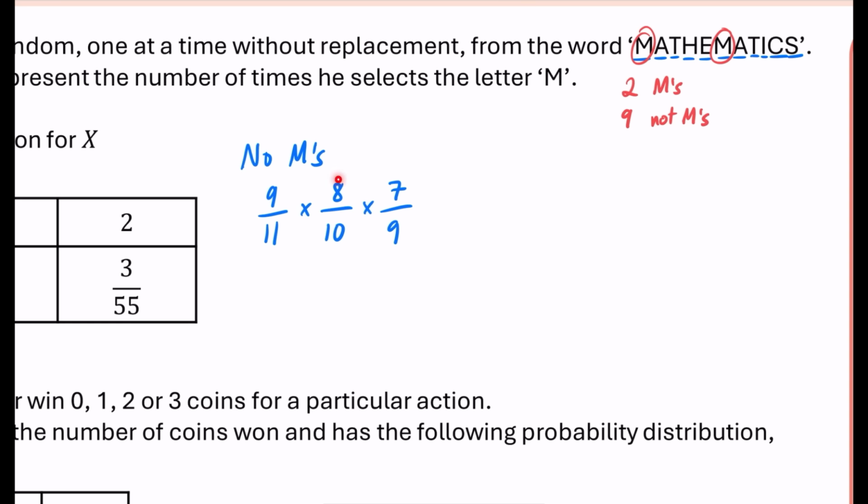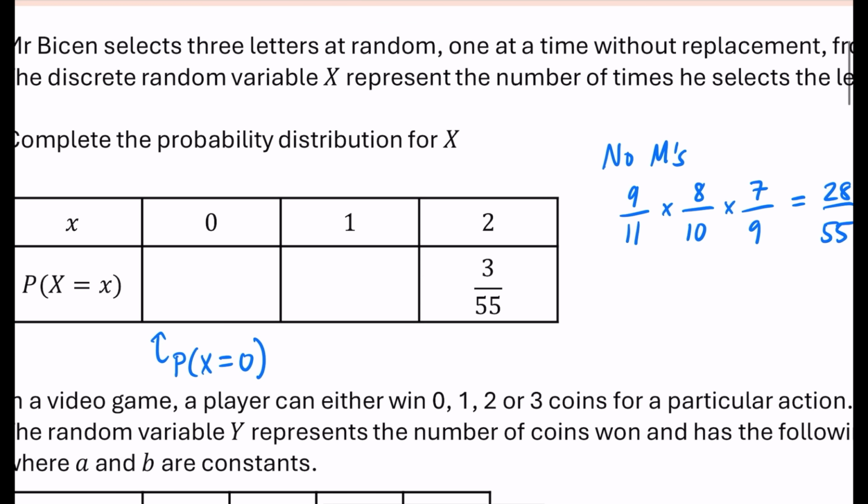Now you might think, oh, I want to draw out a tree diagram to visualize what's going on. I'm going to encourage you to try and do these questions without using a tree diagram. So when I multiply these out, I have the 9 elevenths times 8 tenths times 7 ninths, and we get that the probability of picking no M's is 28 55ths. So this probability is 28 55ths.